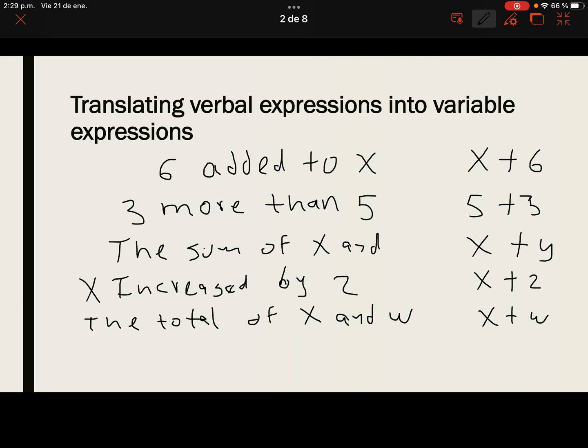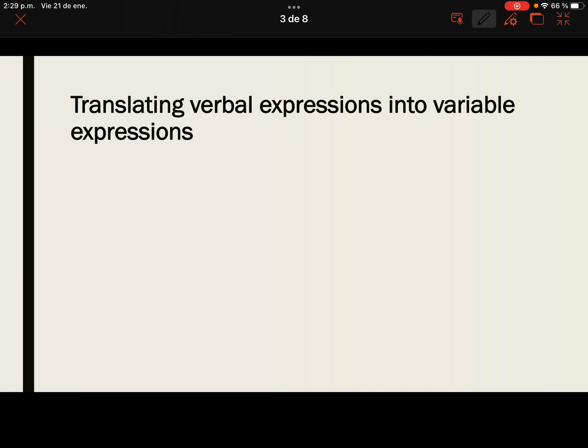And the last one, and the most common word that we use, is the word plus. For example, x plus a means x plus a, obviously. These are the keywords for addition. Now let's analyze the keywords for subtraction.